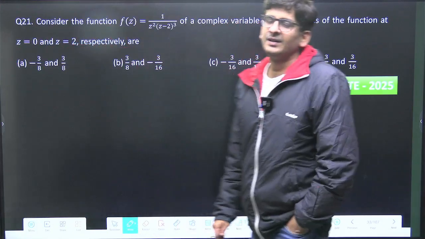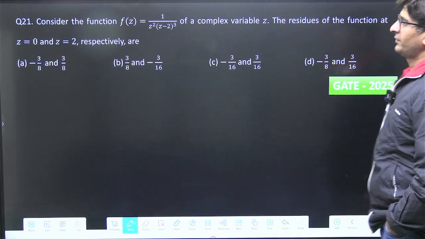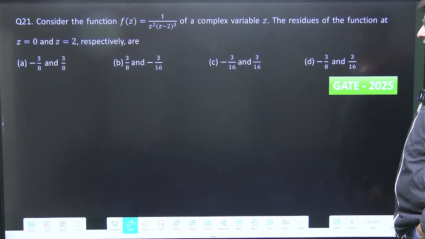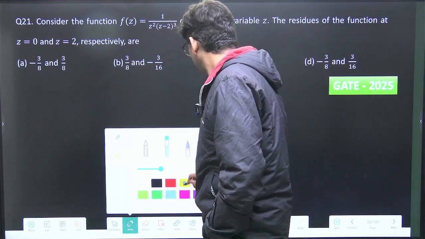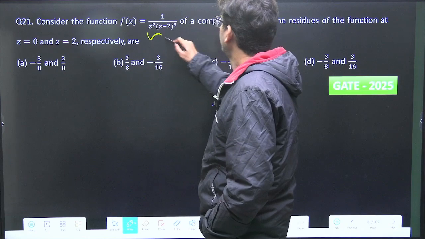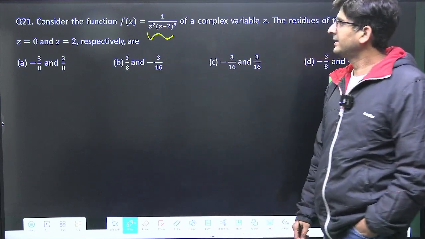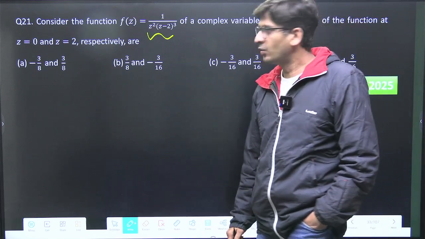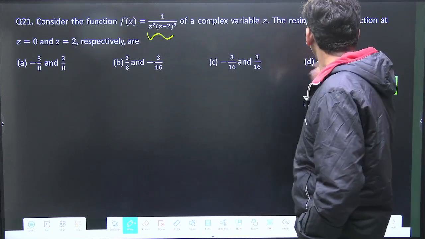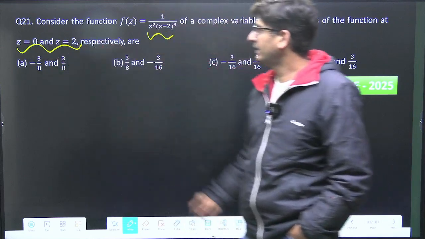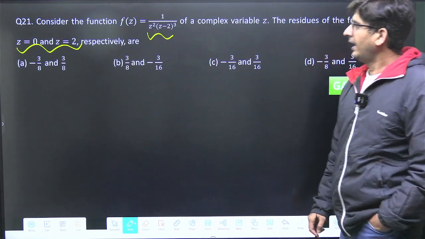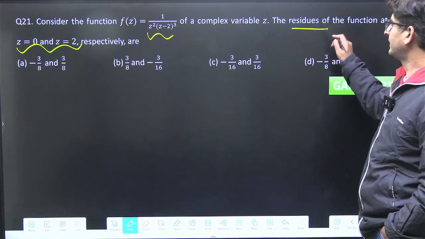Hello everyone. So this question is from Laurent series, GATE 2025, and the function is given here. f(z) is equal to 1 by z square times (z minus 2) whole cube, and there are 2 singular points, z is equal to 0 and z is equal to 2, and we have to find the residue.